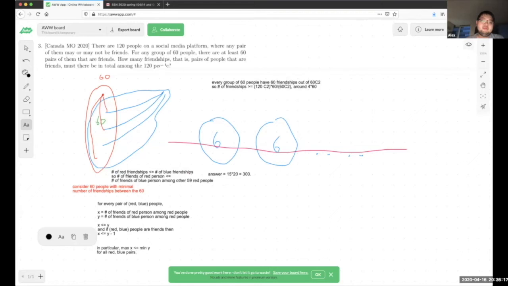So what if the max of x is 3? Well, if the max of x is 3, then the min of y is already 3, right? So what does the max of x being 3 mean? It means that there's a red person with 3 red friends. If that's true, then the min of y is at least 3, which means that every blue person has 3 red friends, right? Oh, and that already gives you 300. Exactly. That's because 60 plus 60 plus 180 plus 60.